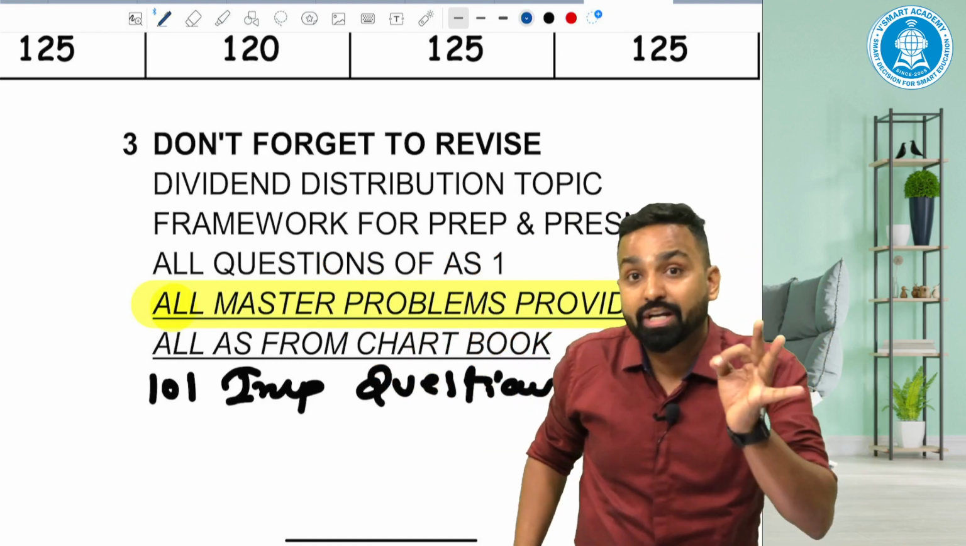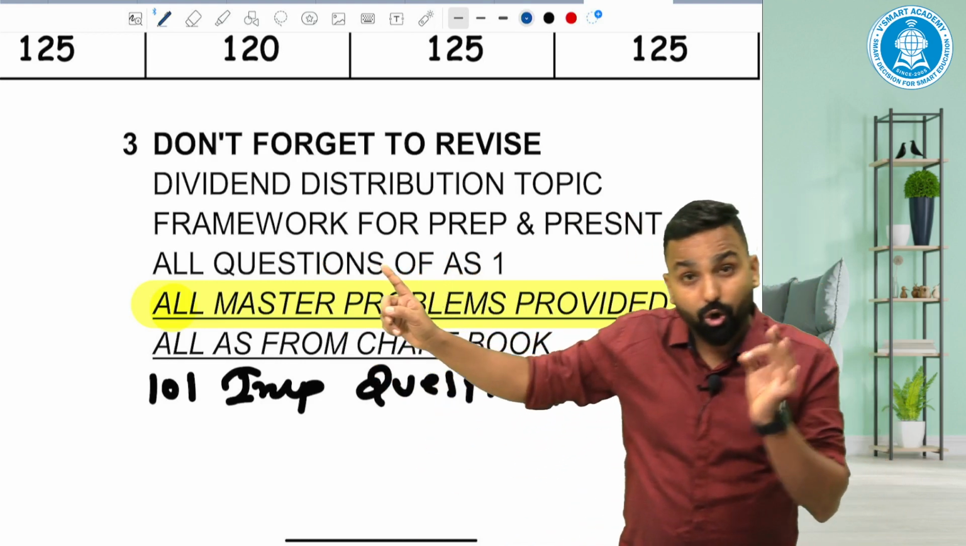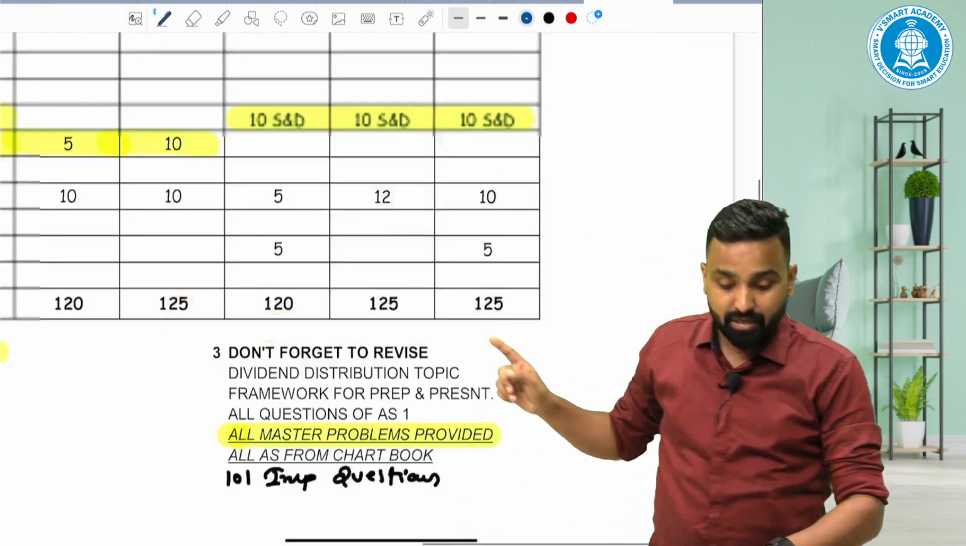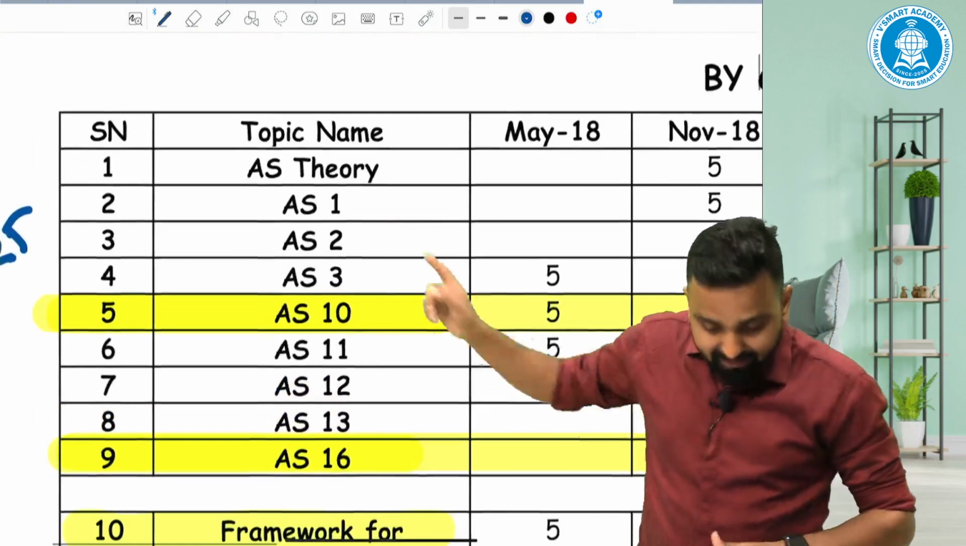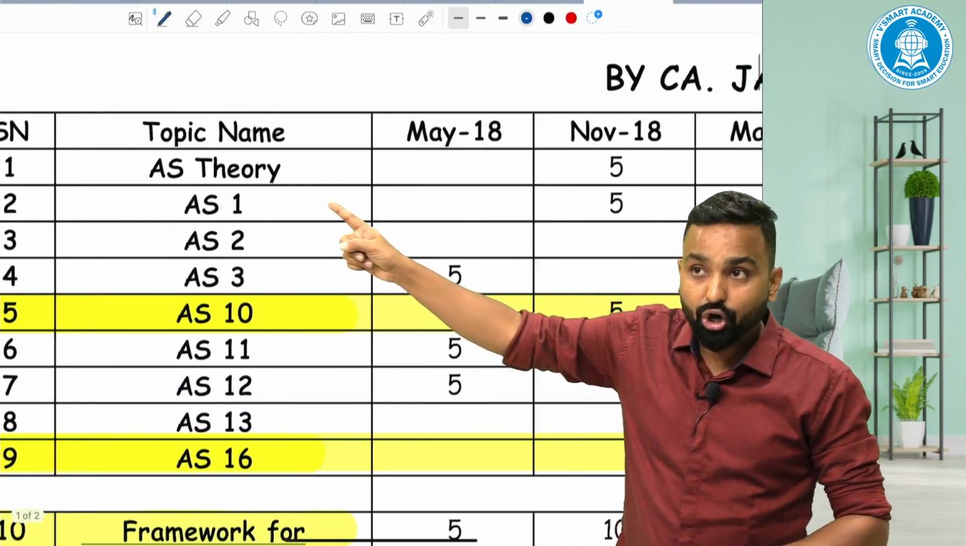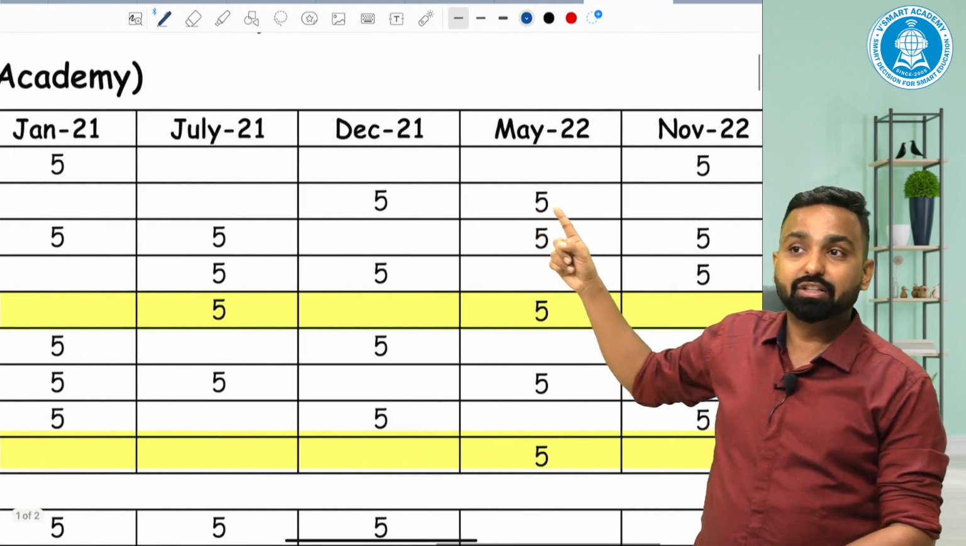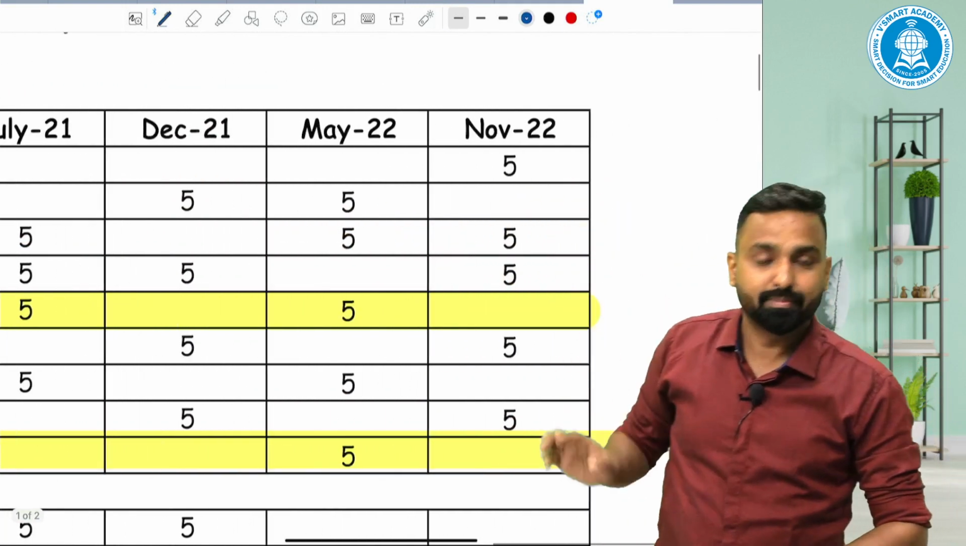AS1, the most ignored topic, AS1. Do all the questions of AS1 because there's a theory question which may come from AS1. If you look at the analysis, they can ask AS theory or AS1 questions. See this. They used to ask the AS1 questions or theory questions in some attempts.